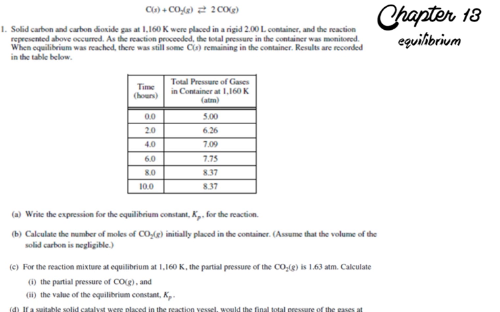All right, today we're going to start with our equilibrium problem. So they give you an equation on the top. You got carbon solid plus CO2 gas gives you 2 CO gas. So it goes from carbon and carbon dioxide to carbon monoxide.